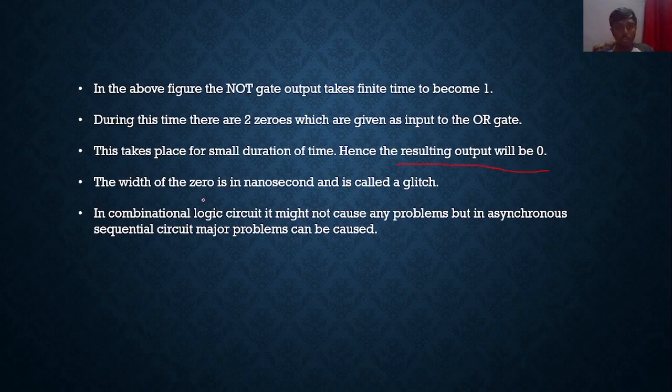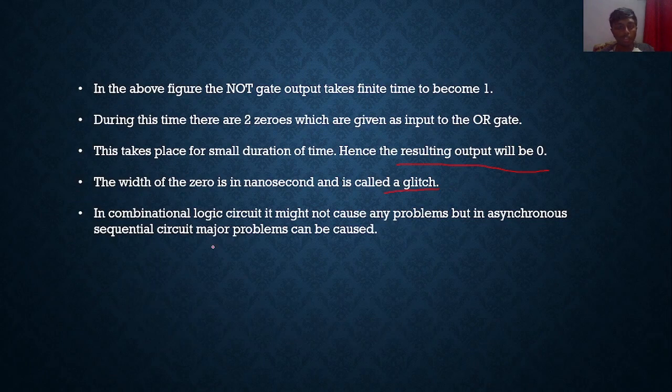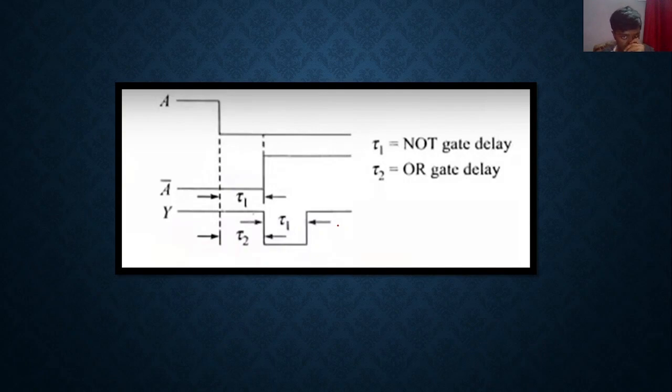The width of the 0 is in terms of nanoseconds and is called a glitch. In a combinational logic circuit, this may not cause any problems, but in asynchronous sequential circuits, major problems can be caused, which can damage the circuit itself. Let us see the timing diagram for static one hazard.